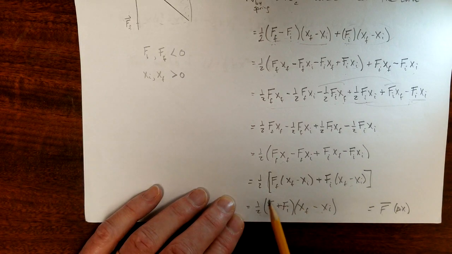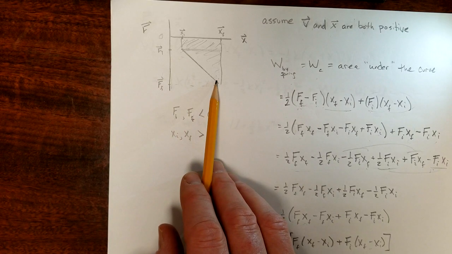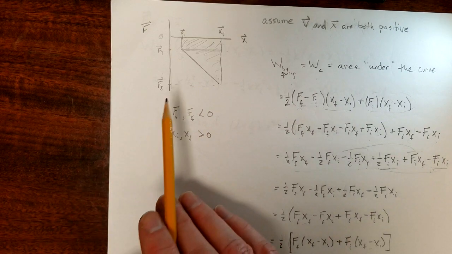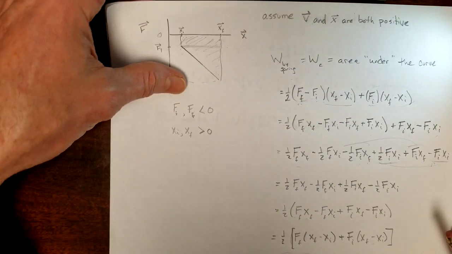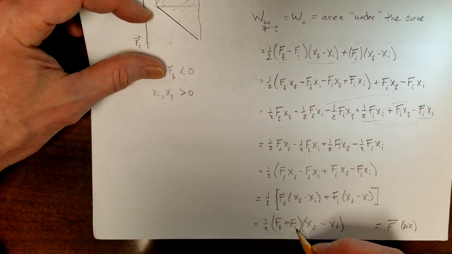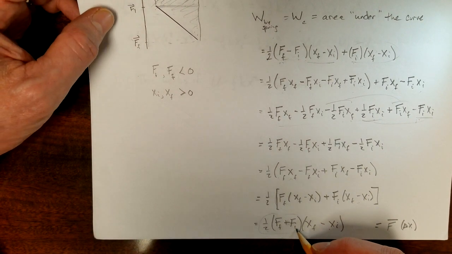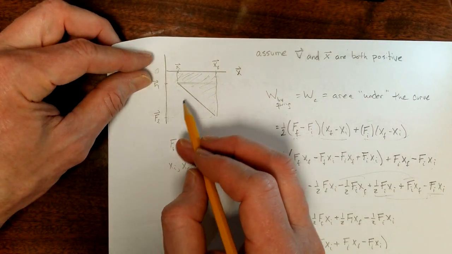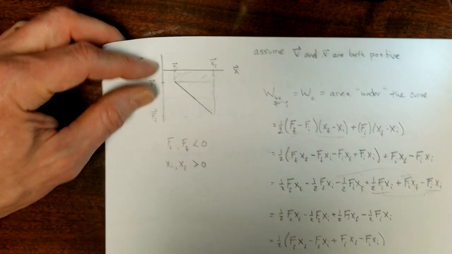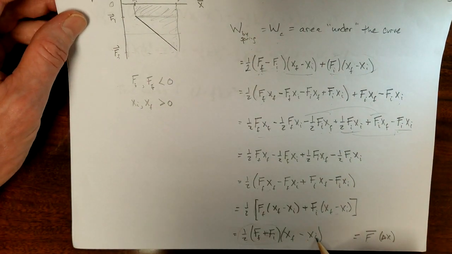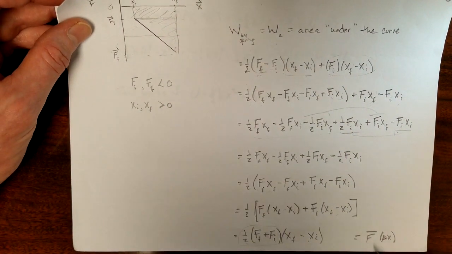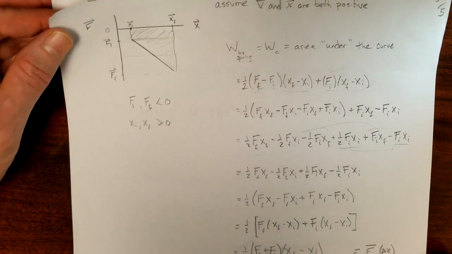And this right here, given the linear nature of that graph, this 1/2 (F_final plus F_initial) is just the average force. That's the value of the force, smack dab in the middle. And this x_f minus x_i, well, that's just the change in position. So we end up with the average force times this change in position.